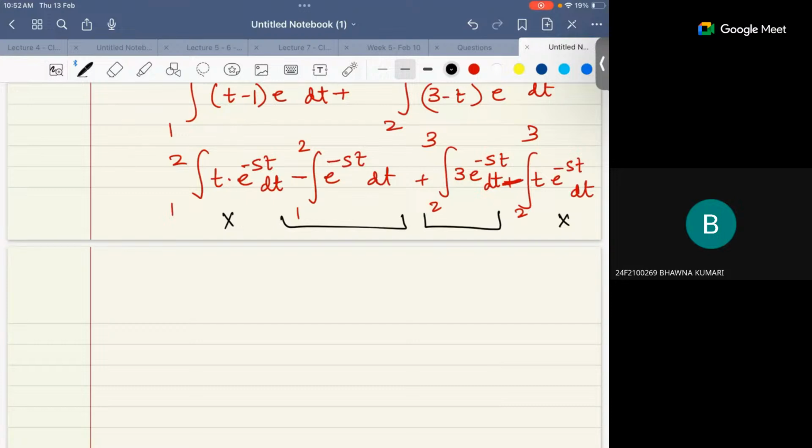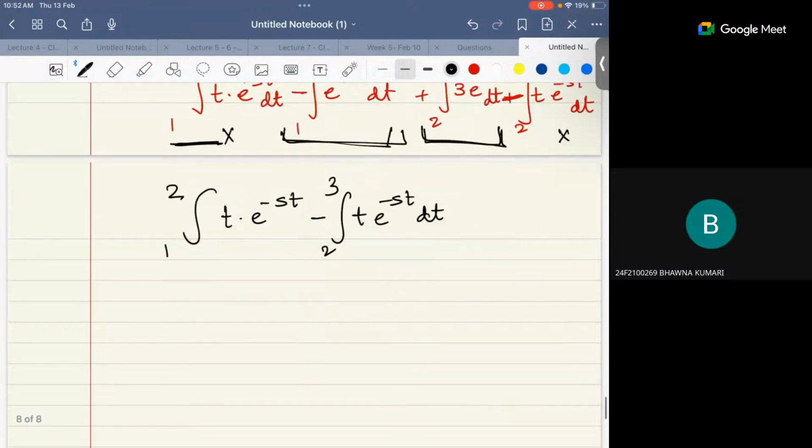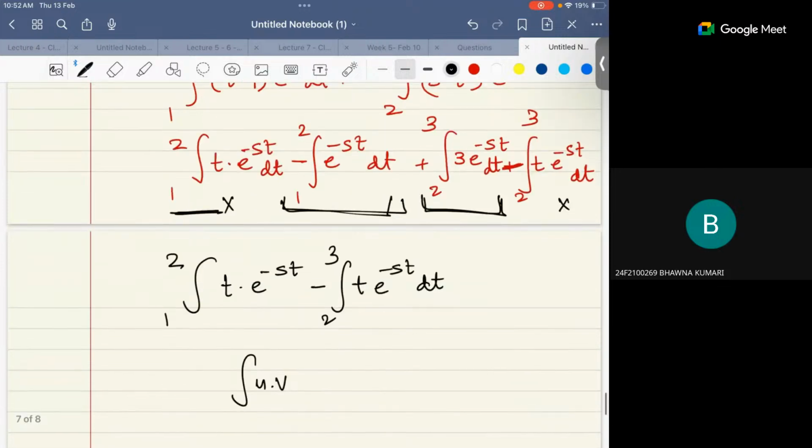Okay, let's try it out for this first. These two parts you'll be able to do, right? Only this is the other part: t times e to the power minus st from 1 to 2, and the other part is minus t from 2 to 3 times e to the power minus st dt. So here you have to use the UV formula, right? Correct. Here also there is nothing conceptual as I see. Anything else we can do? Any properties we can use?